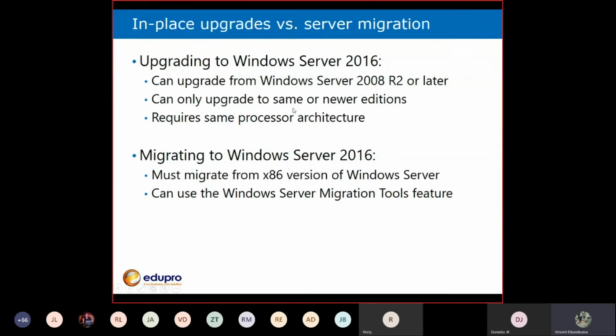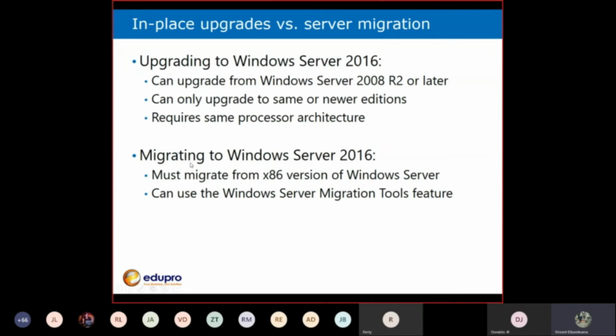Okay, then can only upgrade to same or newer editions as long as meron ka installer. Then requires same processor architecture. So definitely dapat 64-bit siya. Okay? Now for example, yung previous Windows Server ko is 2003. Okay, 32-bit. Kailangan ko siyang i-upgrade ng 64-bit para ma-upgrade ko siya. Or ma-migrate ko siya, rather. So, kung yun yung pinaka-options mo, kailangan i-migrate mo siya. There is no option para in-place upgrade mo siya, kasi when you say in-place upgrades, same hardware yung gagamitin mo.